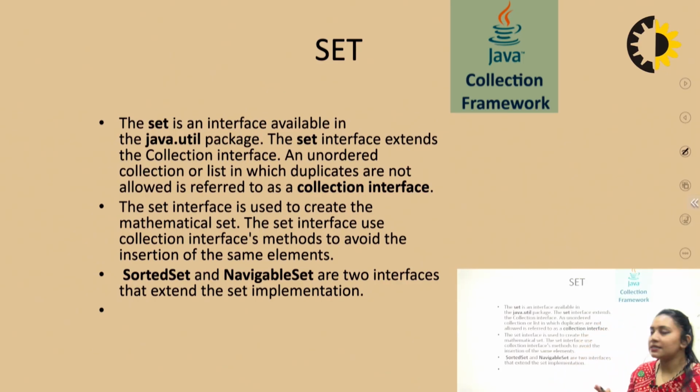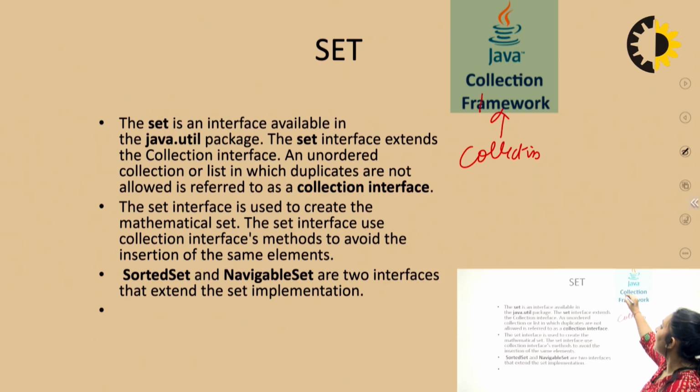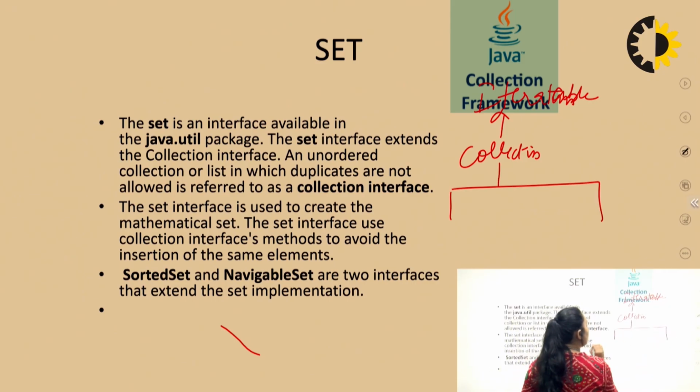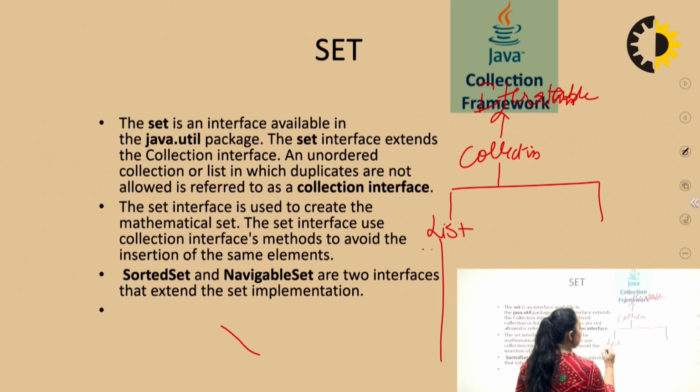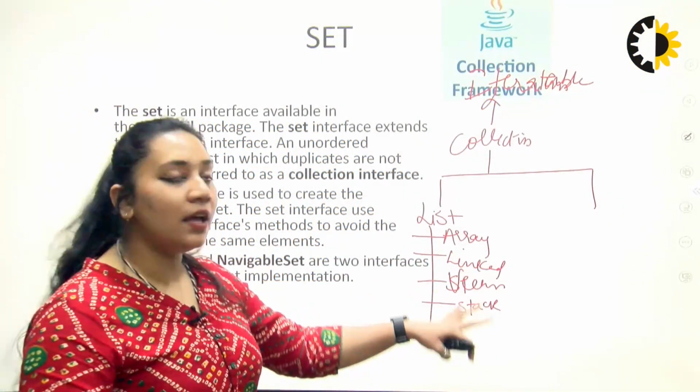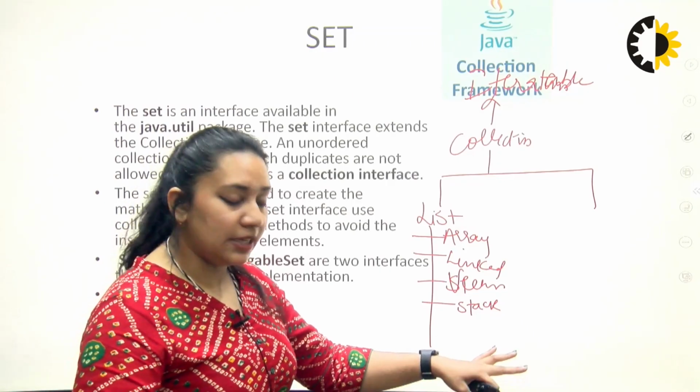Next, the last one is the set, right? Till now, we have discussed the collection. The collection implements the interface Iterable, right? The collection has 3 children. Number 1 is the list. The list has a few classes that can be implemented: array, next the linked list, next the vector, next the stack, right? All this can be discussed with the help of programming, as you know, right?